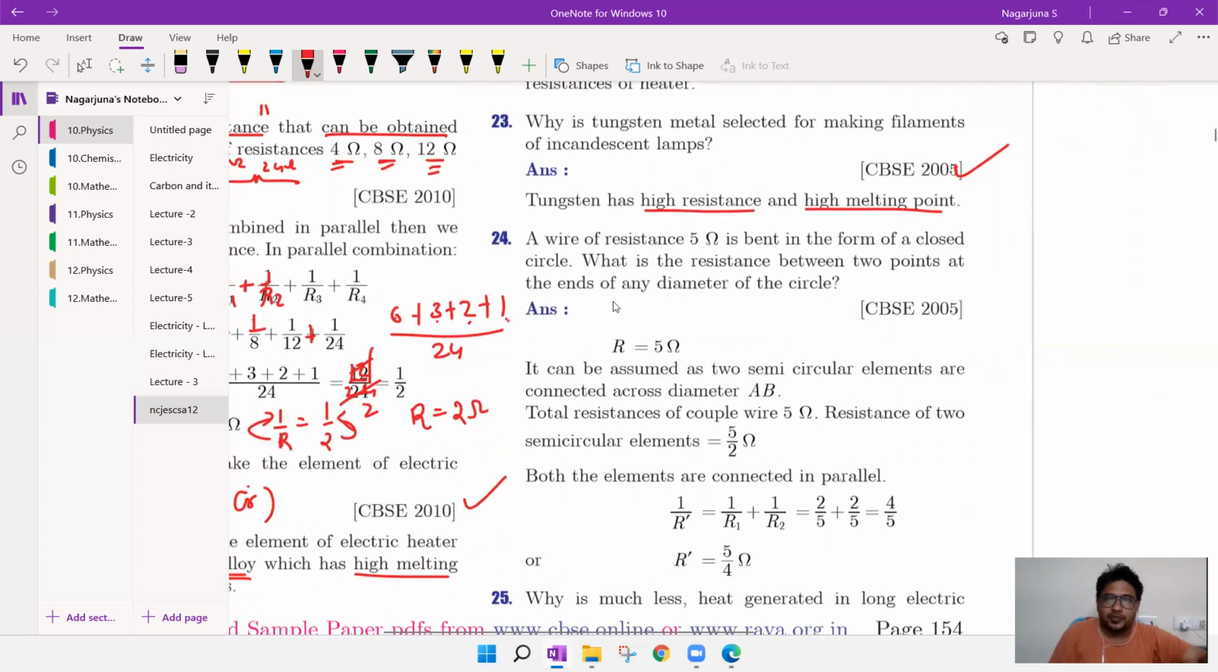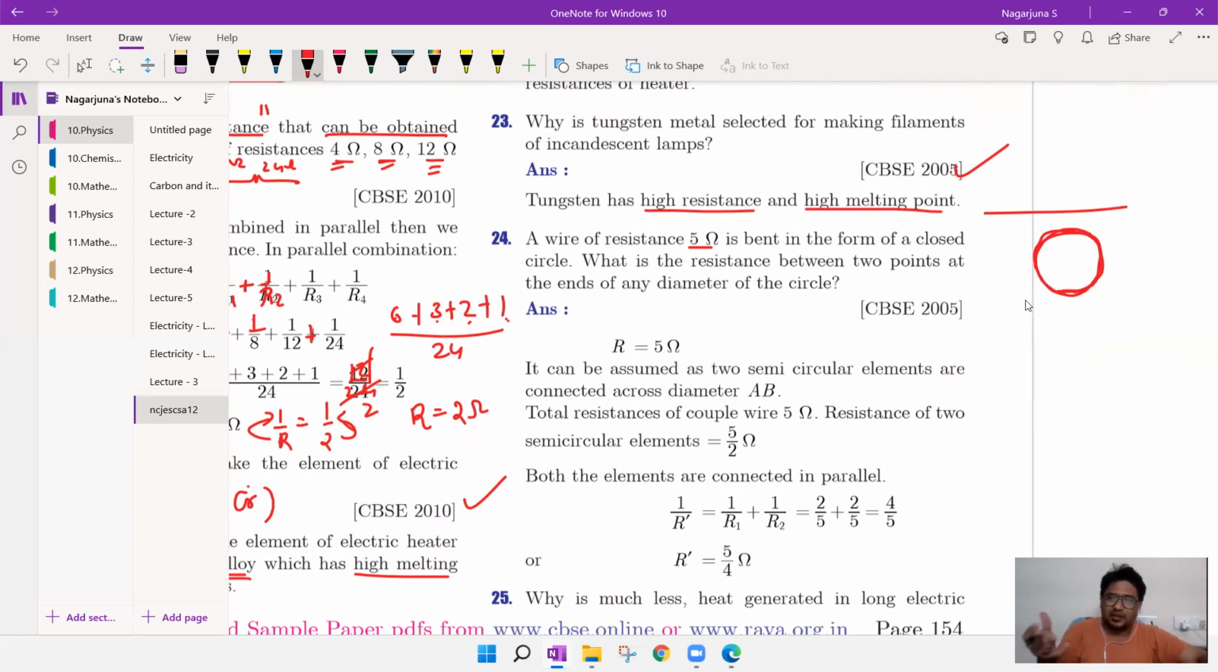24. A wire of resistance 5 ohm is bent in the form of a closed circle. So there is a wire which is bent in the form of a closed circle like this. What is the resistance between 2 points at the end of any diameter of the circle? Now when it is bent like this, you see how tricky these questions are.